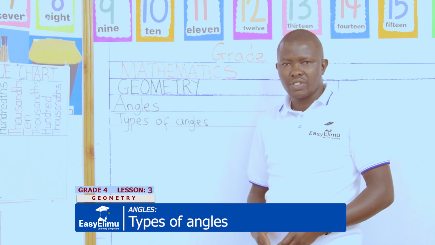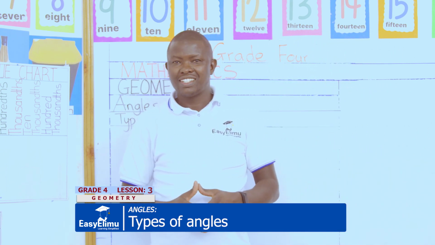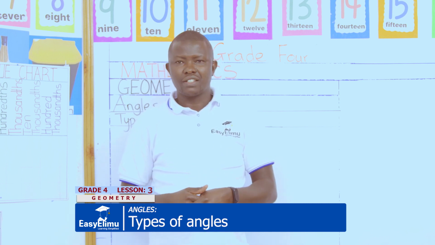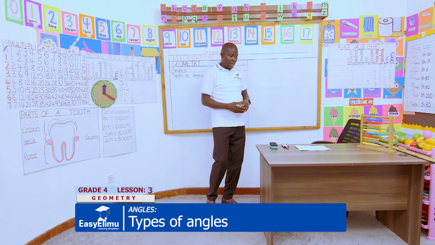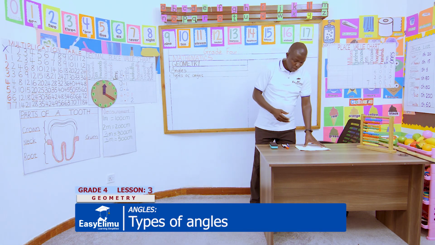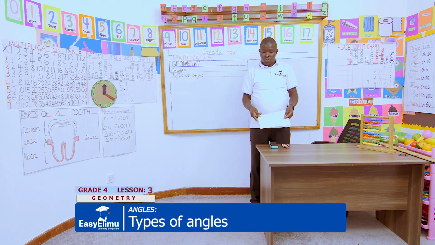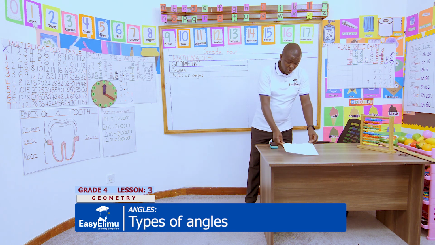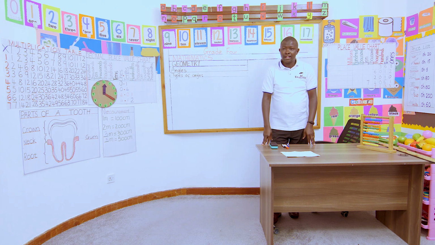In our previous lesson, we learned how to identify angles, and we identify these angles even in our environment. Now, in our pairs, today I've come with a paper cutout like this one. Make sure you have yours like this one. There's something that I want us to do today.